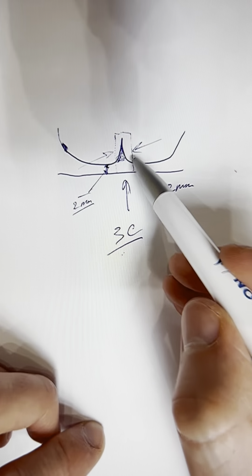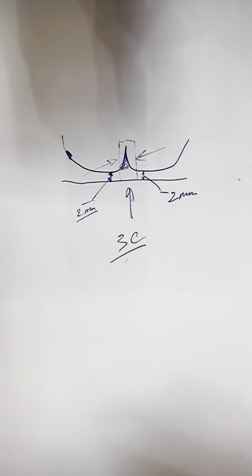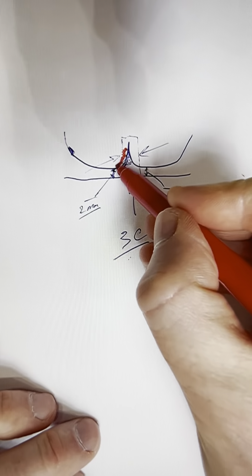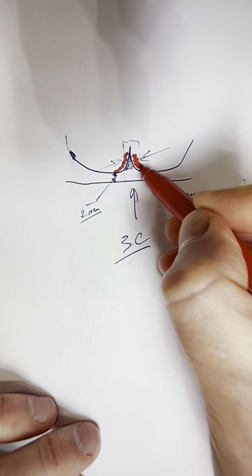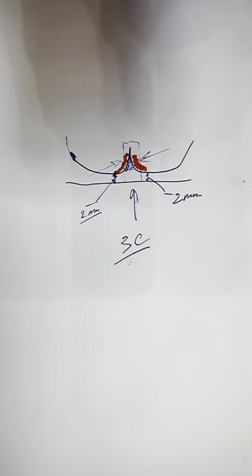However, at these moments here and here, you will not feel what happened to you. Therefore, this drill will certainly perforate the Schneiderian membrane. So there is going to be a gap here and here.